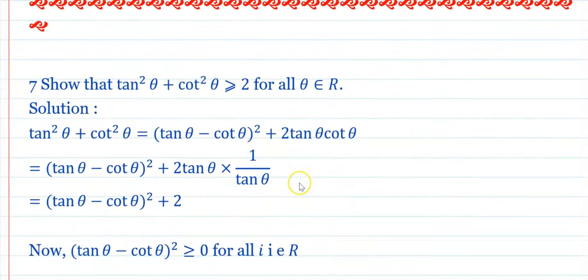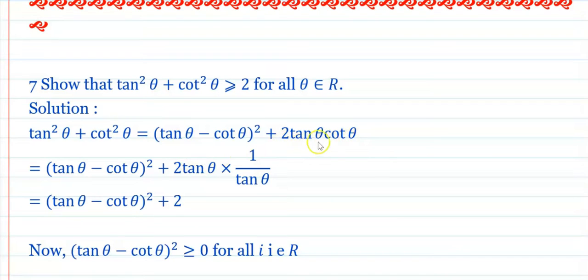Okay. Now the next. Show that tan square theta plus cot square theta is greater than or equals to 2 for all theta belongs to set of real number. Now the solution. What is the tan square theta plus cot square theta? We can write this in this way: tan theta minus cot theta bracket square plus 2 times tan theta into cot theta. If we expand this, then what you will get? You will get tan square theta plus cot square theta. And what about the middle term? The middle term is -2 tan theta into cot theta. To balance that we have written here +2 times tan theta into cot theta.